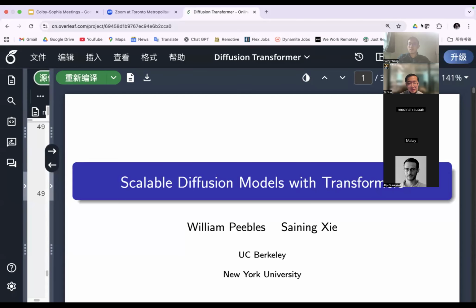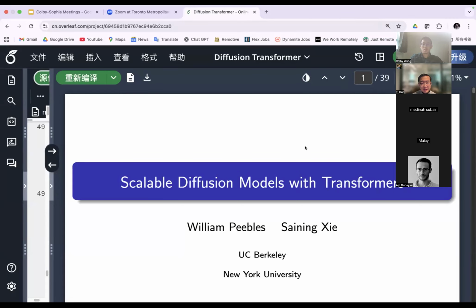Right. And also, it just seems like maybe one third of us here do not have a very deep machine learning background, especially to do with diffusion models. And some are also not familiar with transformers.